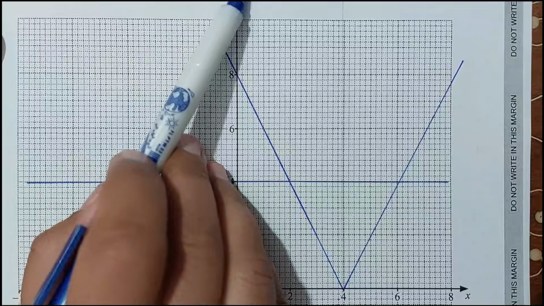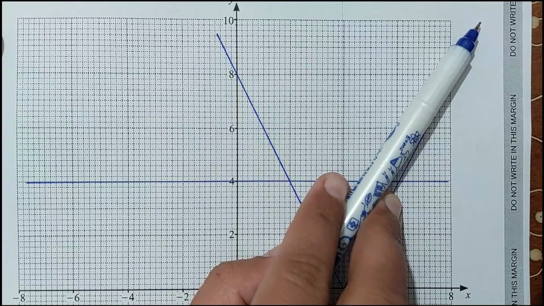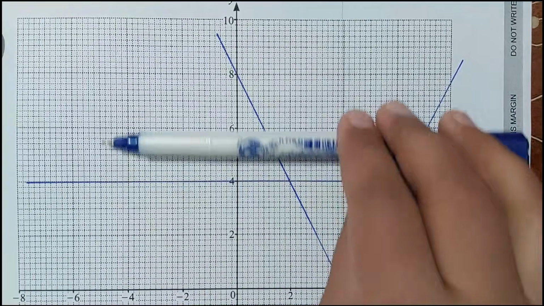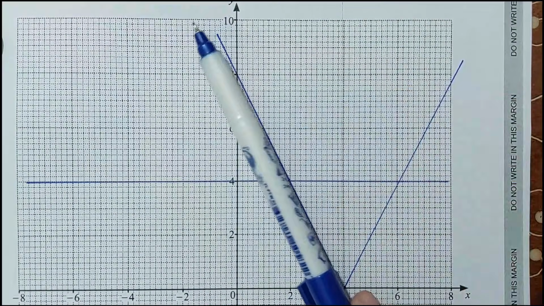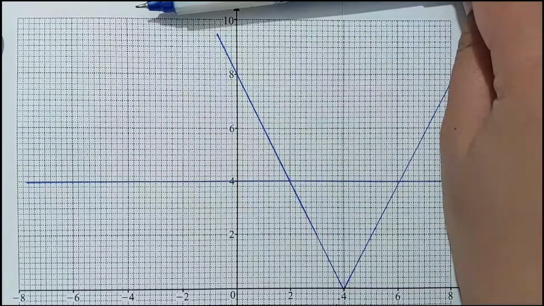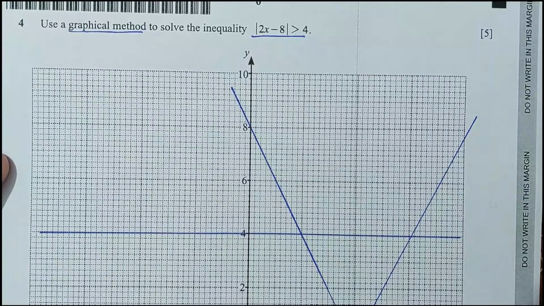Now we have to solve the inequality for when this absolute function is greater than 4. At this part it is greater than 4. This is the absolute function, right? This is less than 4 and this is more than 4. So at this portion it is more than 4. So we have to write it down.